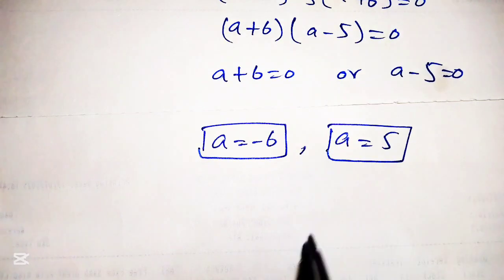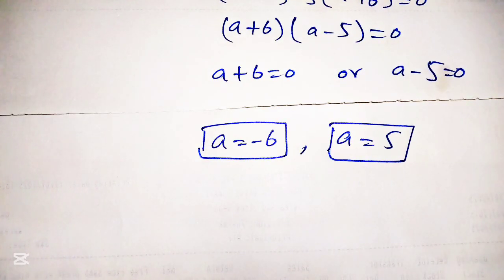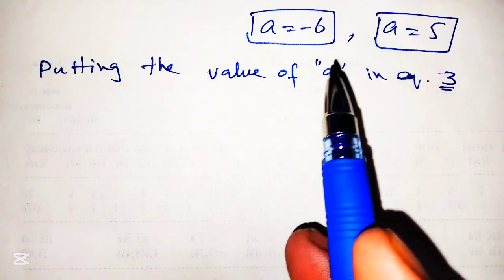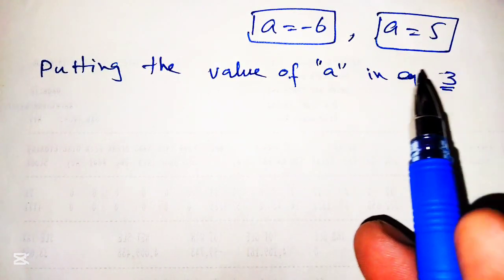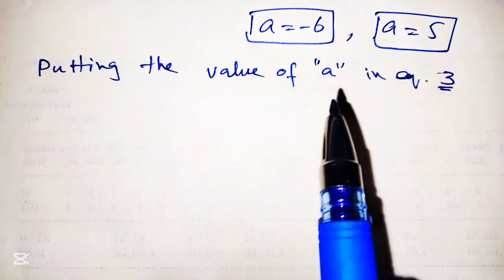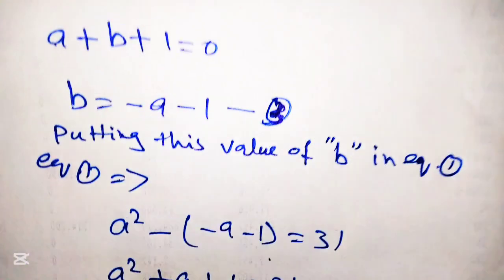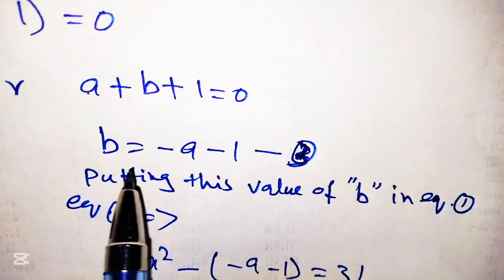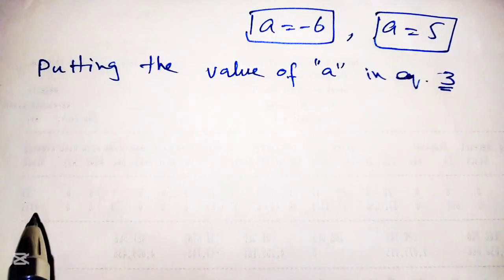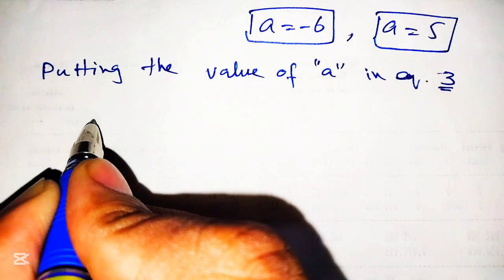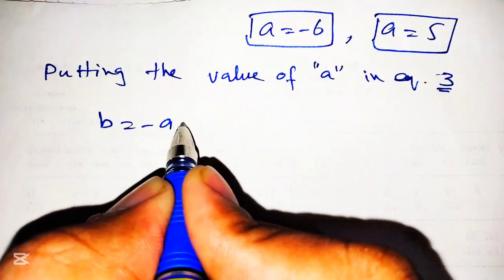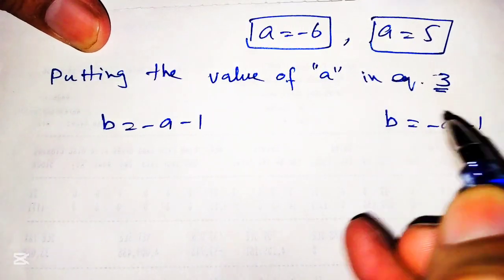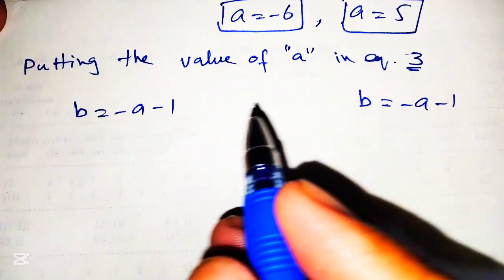Now by using these two values of a, we will find the values of b. These are the values of a: a is equal to −6 and a is equal to 5. Now to find the value of b, we will put these values in equation number 3, which is b = −a − 1. We will put the values of a here.